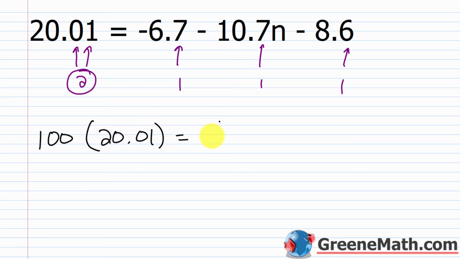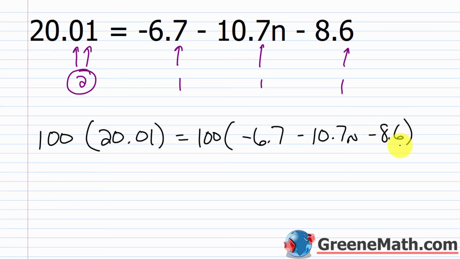20.01 equals, I'm going to have a 100 outside of here too. Negative 6.7 minus 10.7n minus 8.6. Very, very easy. Now we're just going to use our distributive property. So 100 times 20.01. Again, move your decimal point 2 places to the right. So this would be 2001.